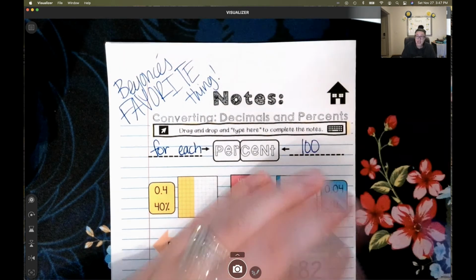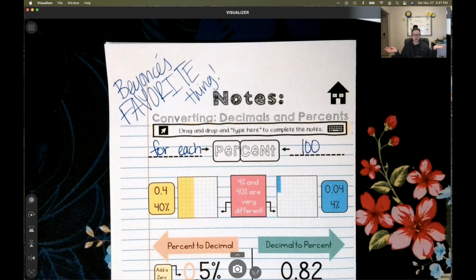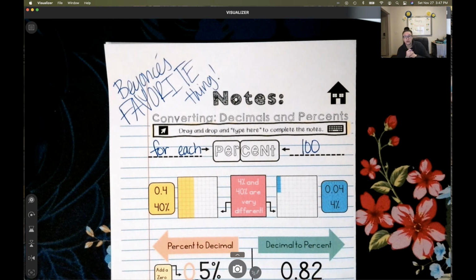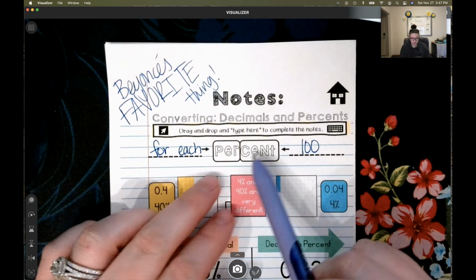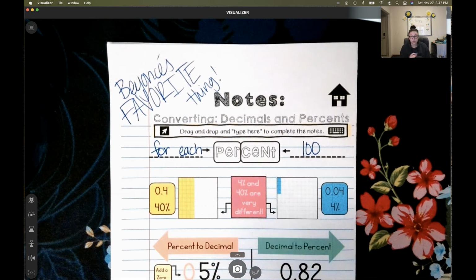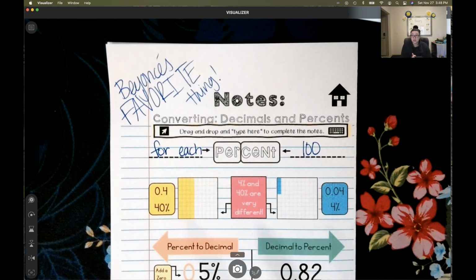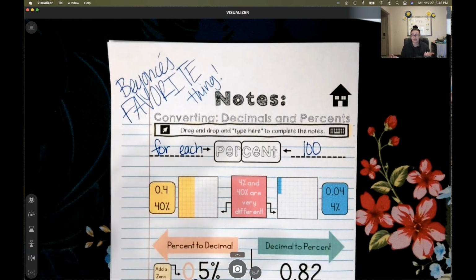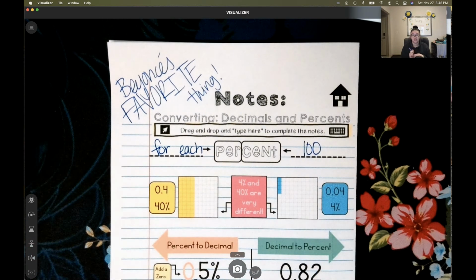And cent means 100. If you think about a century, that's 100 years long. A cent, like a penny, there's 100 cents in a dollar. Ciento is 100. Per ciento, for each 100. And that's what we're talking about. When we're talking about percents, if I have 100 pieces, how many of them are shaded in? Percent means for each 100.